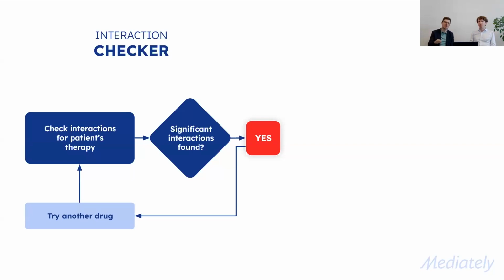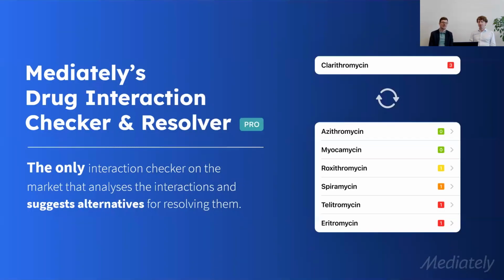So you're kind of stuck in this loop over and over, trying to find a drug that is going to actually meaningfully reduce the amount of interactions for your patient. Now, what is the exciting feature that we're here to talk about today is our drug interaction checker and resolver upgrade. So we're now the only interaction checker on the market that analyzes the interactions and suggests alternatives for resolving them.